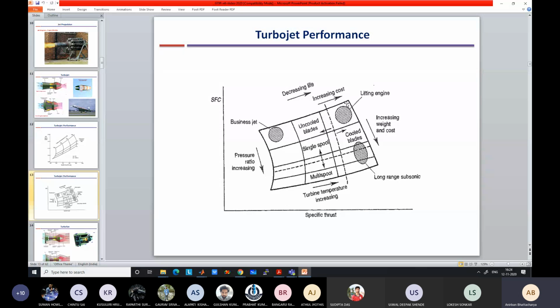Because they operate for short distances and because they are military aircraft, fuel consumption is not the most important criteria, but very high thrust is required. Okay, so in those cases, you can go towards this side or even this side. It's not there, but even this side where fuel consumption is not important, but thrust should be as high as possible.